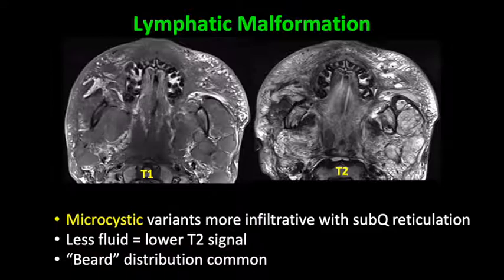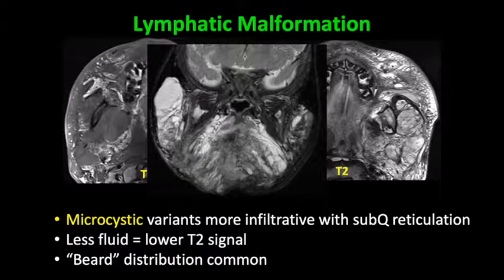And the distribution in this patient, the so-called beard distribution, is very common. So you can see how it's kind of wrapping around the lateral face and into the submandibular region. This patient obviously has a large component in the oral cavity as well.